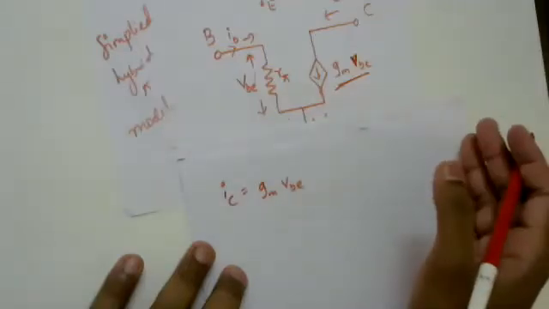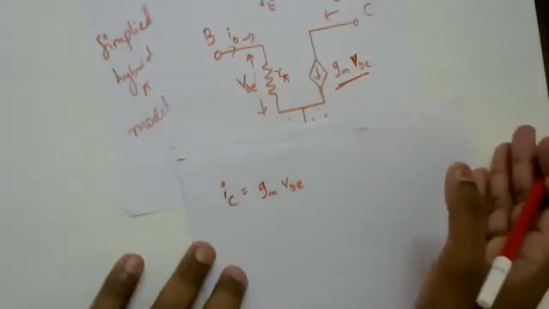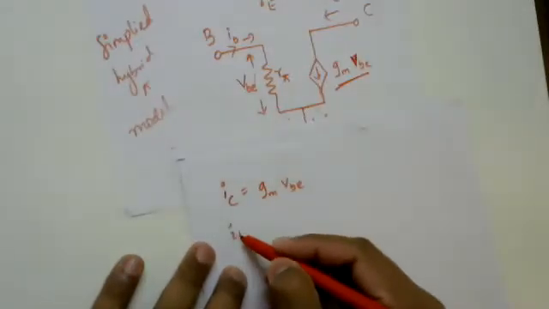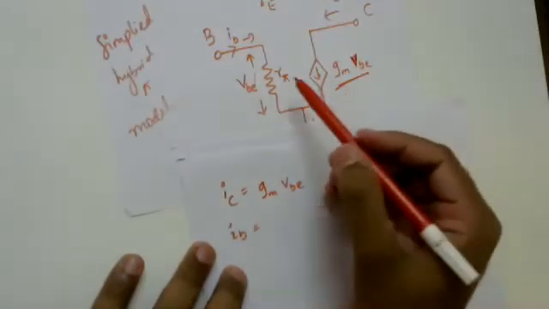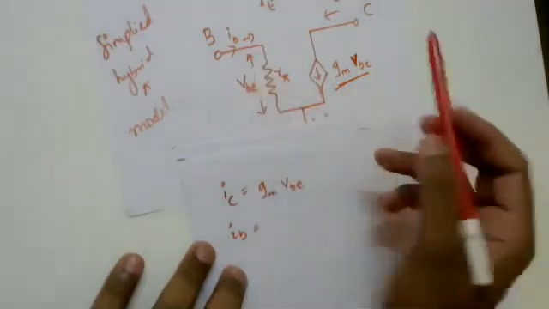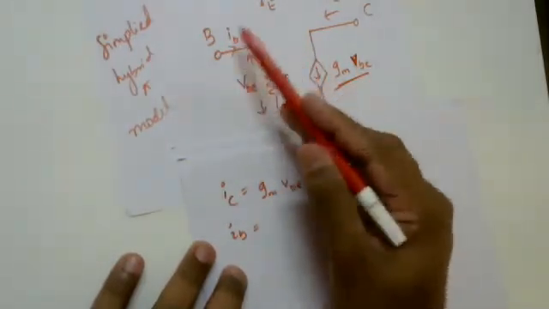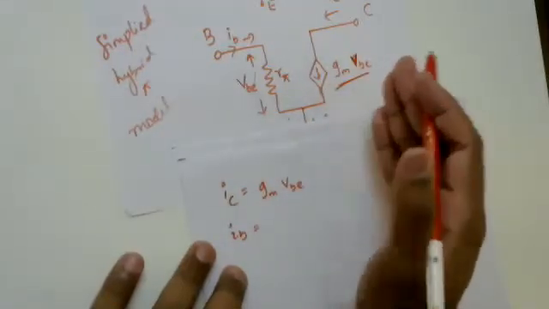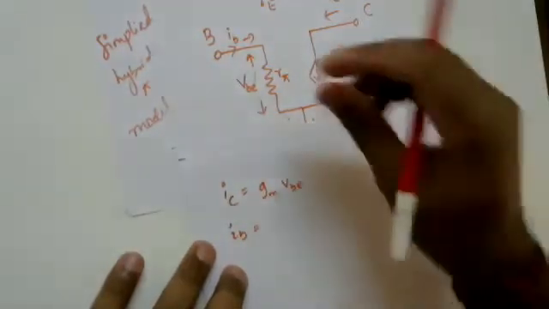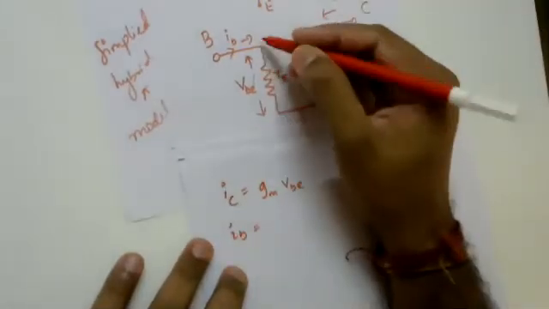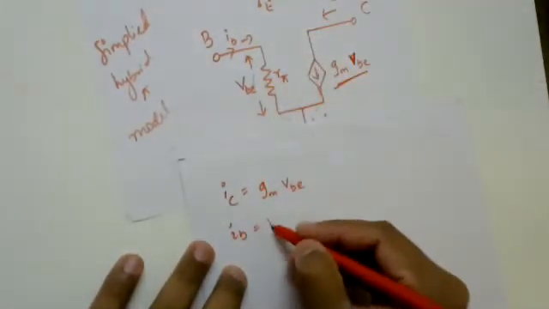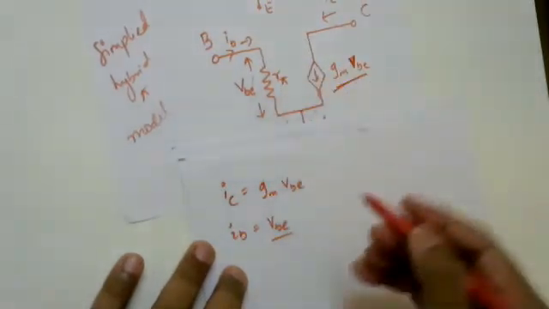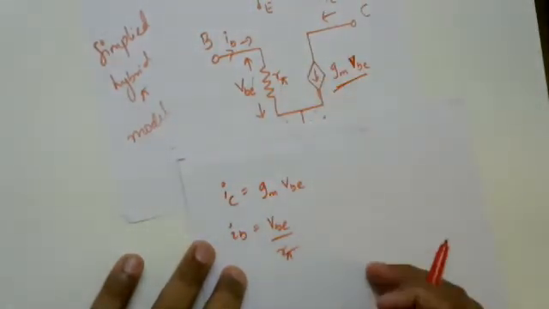And what is my IB? It's nothing but the base current which flows through the base terminal. How can I write the equation for it? A simple Ohm's law: V equals I into R, so I is V by R. Here it is the voltage drop across this resistance, which is VBE divided by the resistance offered by the resistor, which is R pi.